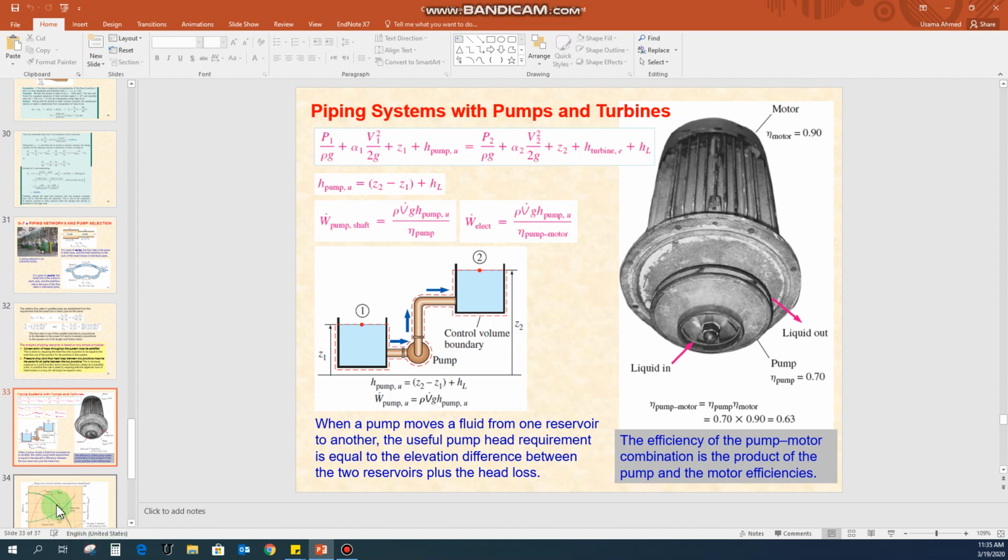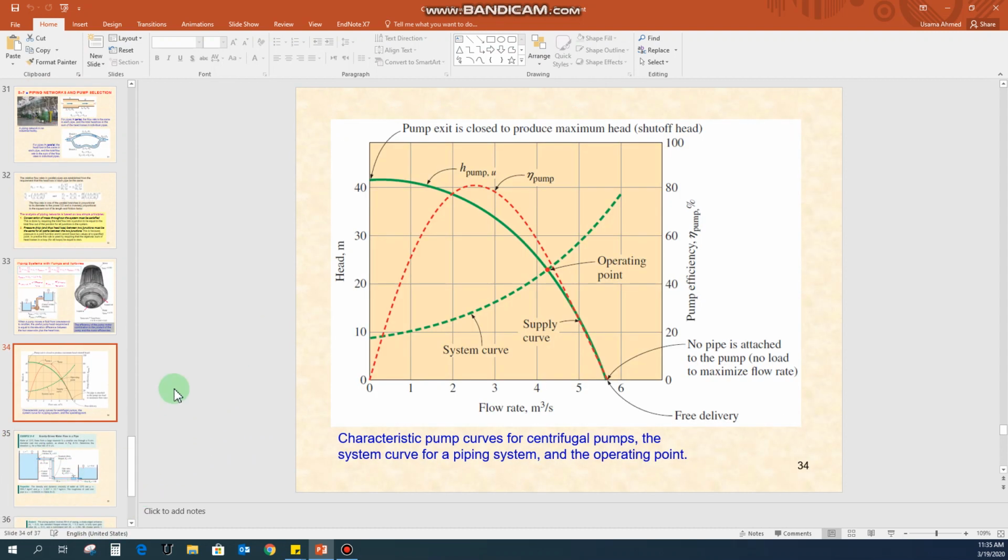Now let us talk about the characteristic pump curves for centrifugal pumps, the system curves for the piping system, and the operating point. This kind of graph you can get with any pump that you buy from an industrial pump manufacturing unit.